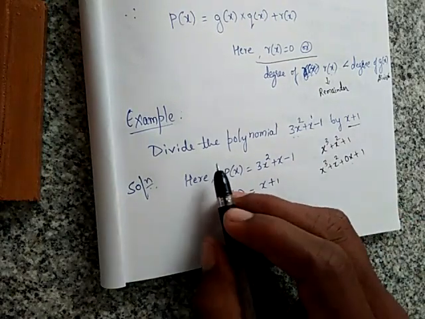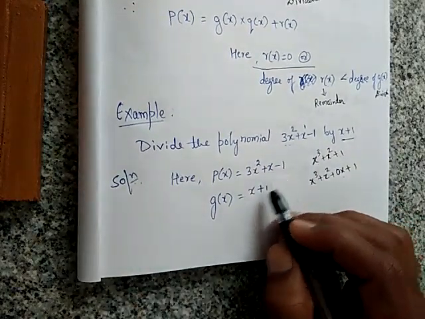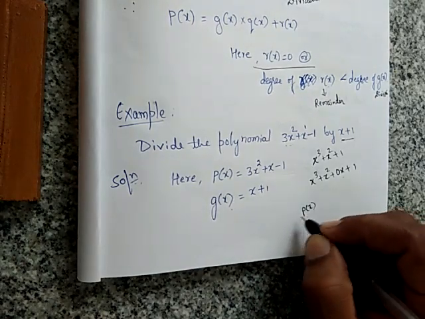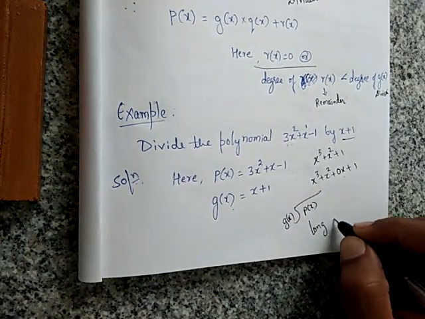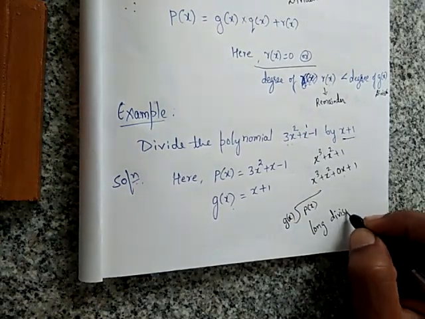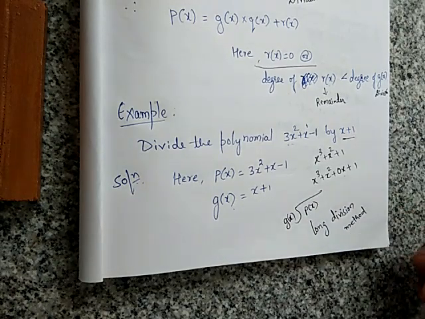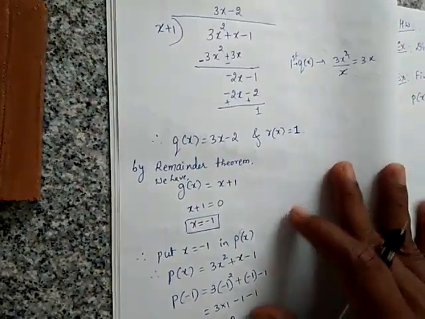Whichever term is not involved, you can take 0x square, 0x cube, 0x, like that. Okay, so here I have considered p of x is equal to 3x square plus x minus 1 and g of x is equal to x plus 1. Let us divide this p of x by g of x like this. That is the long division method. Okay, so we will see another one next. So how to divide this one?